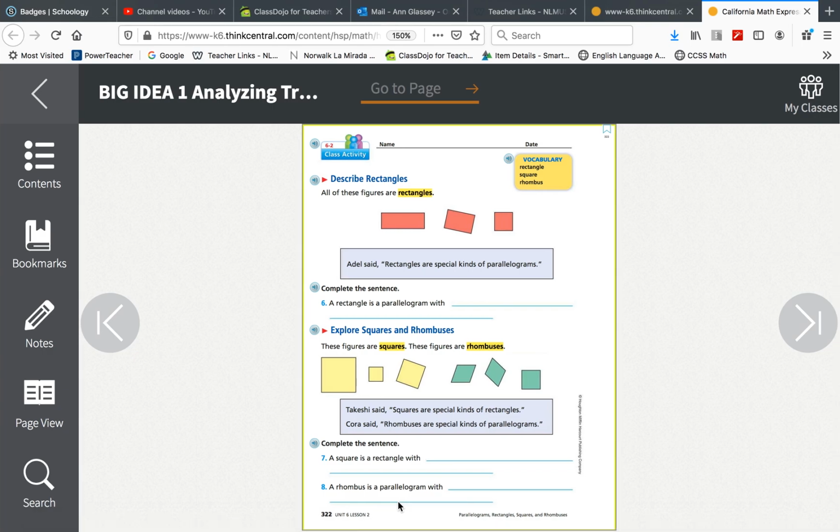This is math lesson part 2 for May 7th, 2020. You will need math page 322, a pencil and an eraser.